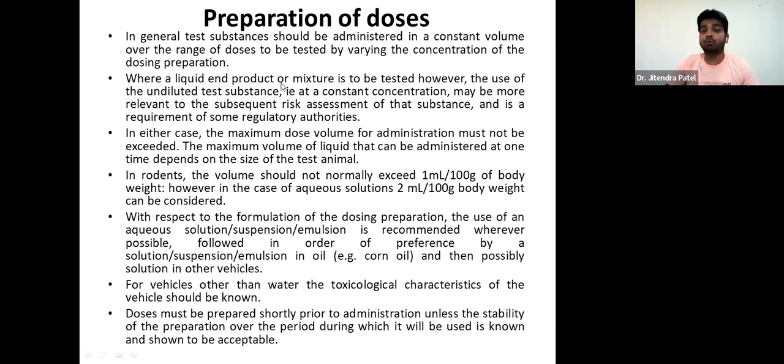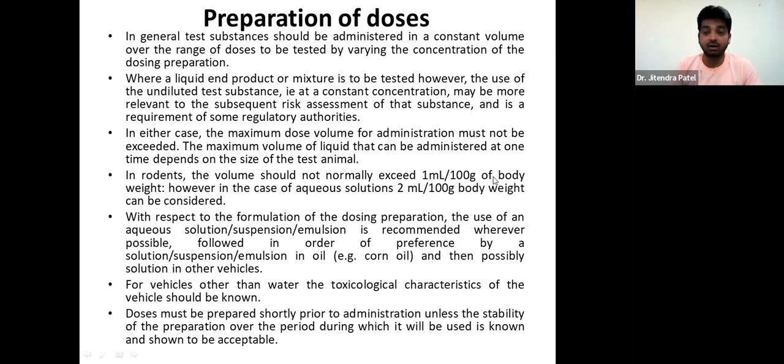Where a liquid product or mixture is to be tested, however, the use of the undiluted test substance, like a constant concentration, may be more relevant to the subsequent risk assessment of the substance, and is a requirement of some regulatory authorities also. In either case, the maximum dose volume for administration must not be exceeded. That is what is recommended. Normally in rodents, the volume should not exceed 1 ml per 100 grams of body weight. Remember, 1 ml per 100 grams.